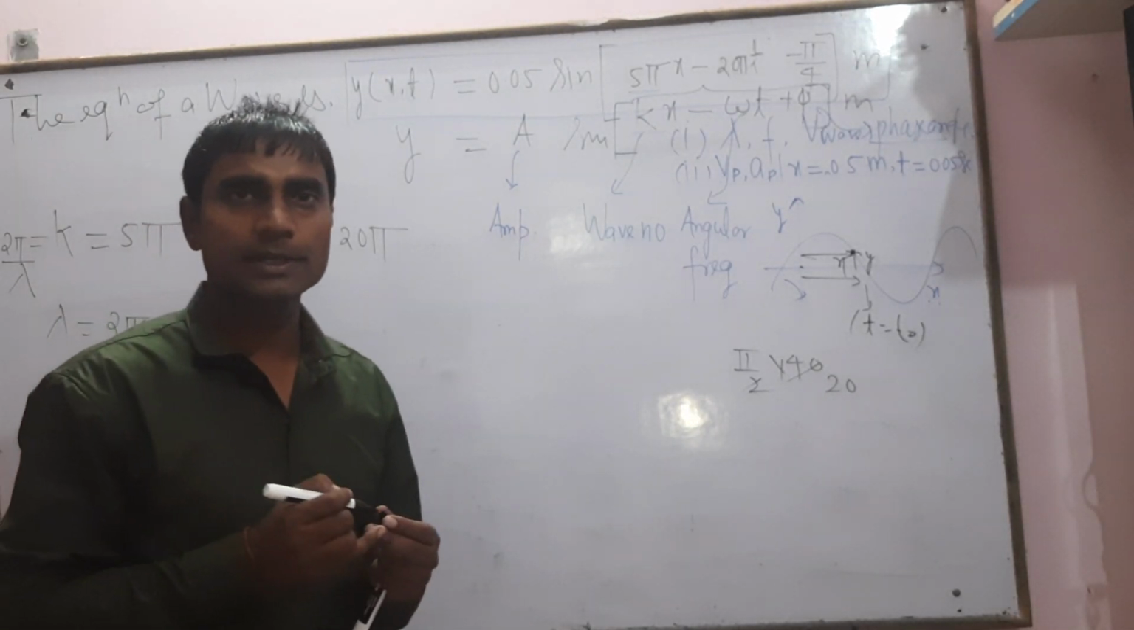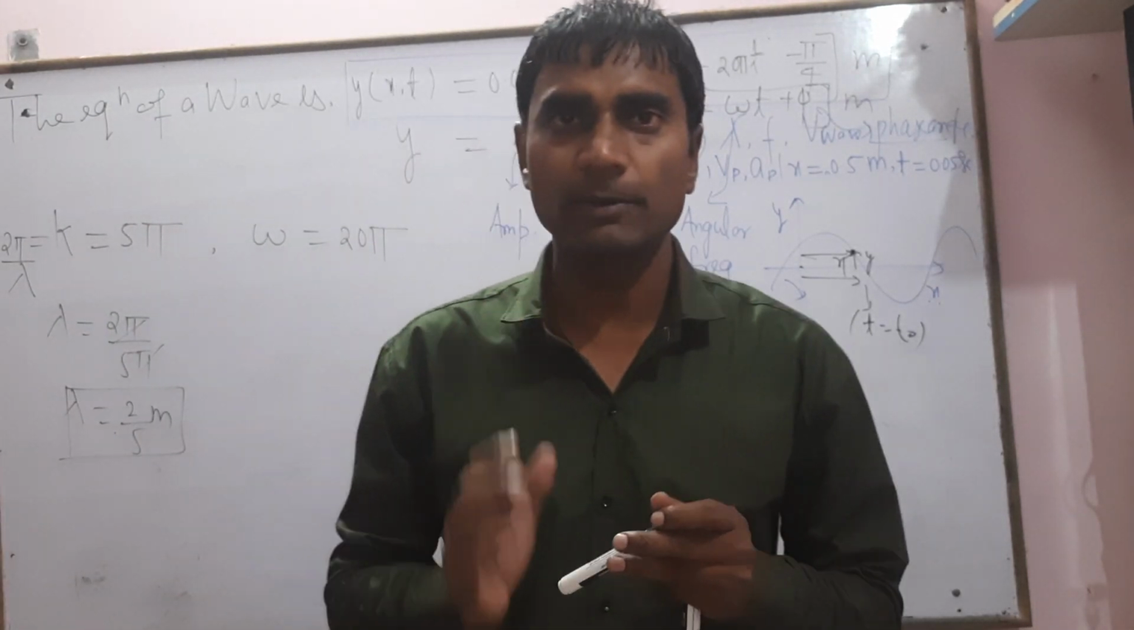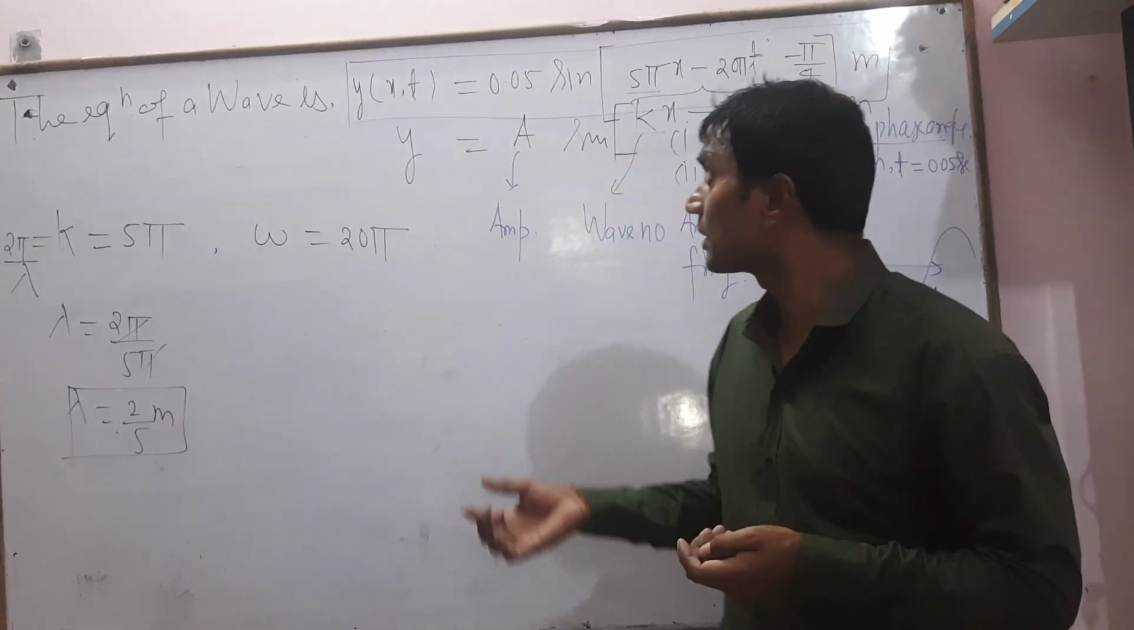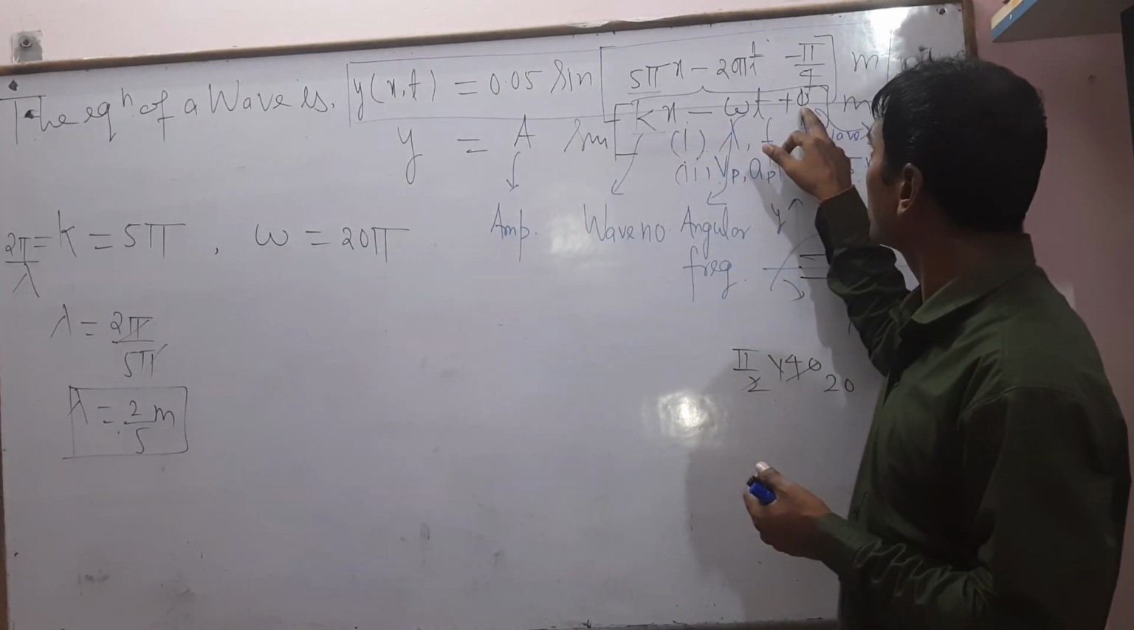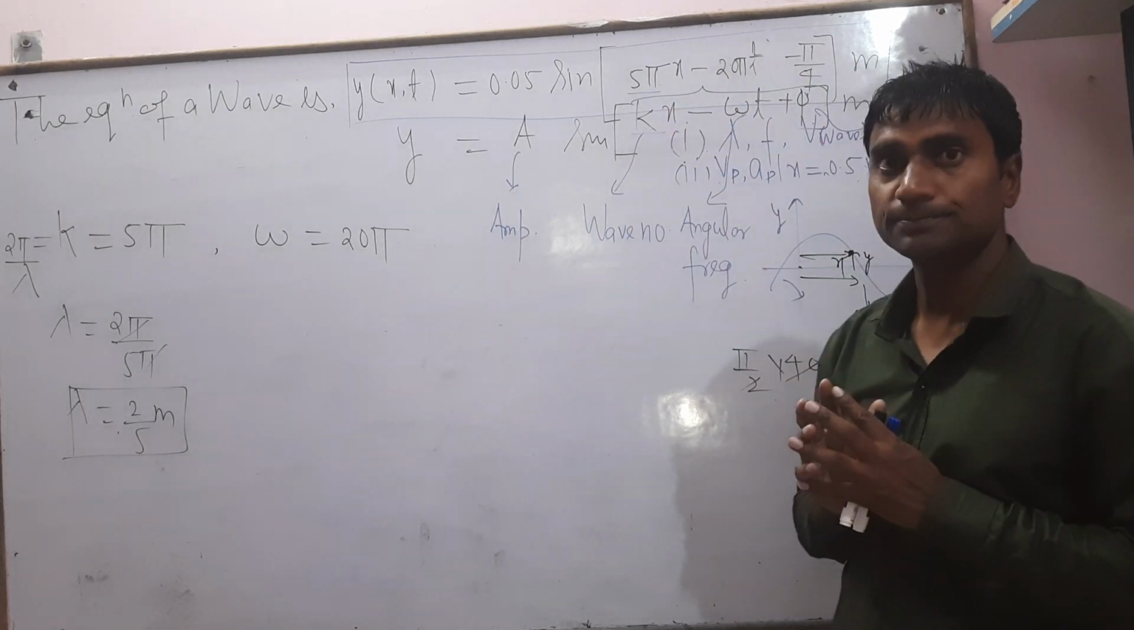We will completely discuss what is the omega, what is the wavelength lambda, what is the A, the amplitude, and this is the phi. All values will be discussed completely.